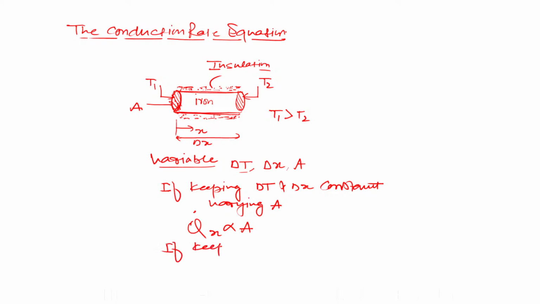Keeping delta T and area constant and varying delta X, we observe that the heat transfer rate is inversely proportional to delta X. It means the less the thickness in the direction of heat transfer, the more the flux will be.